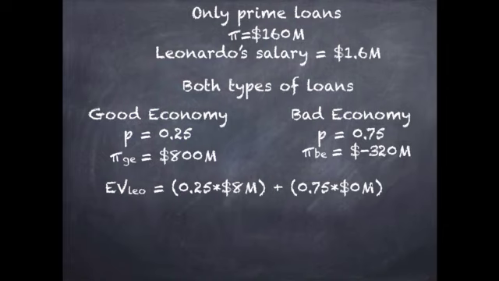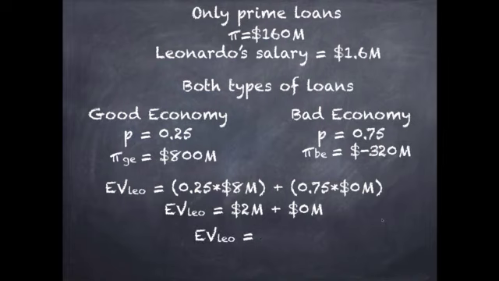And if the economy is bad, remember in the text it said he could walk away without any repercussions, he's going to have no salary whatsoever. So we multiply those through. The expected value of Leo's salary under this scenario is equal to $2 million. So you can see by the compensation structure that he is incentivized to actually engage in providing both types of loans, even though that's contrary to the expected profits of the bank itself.